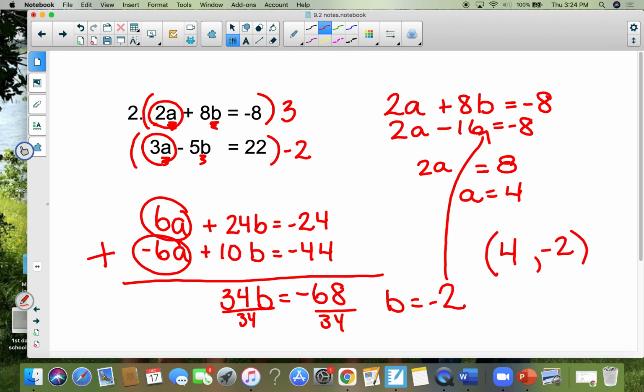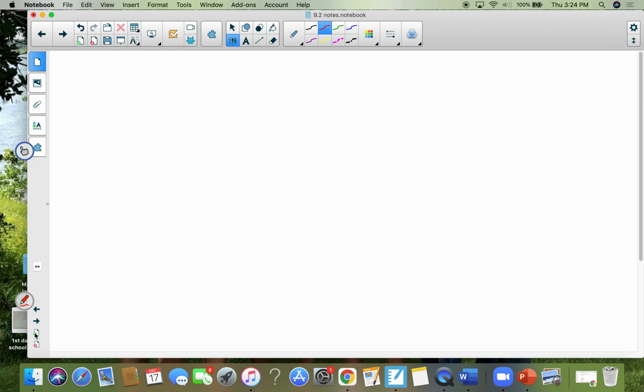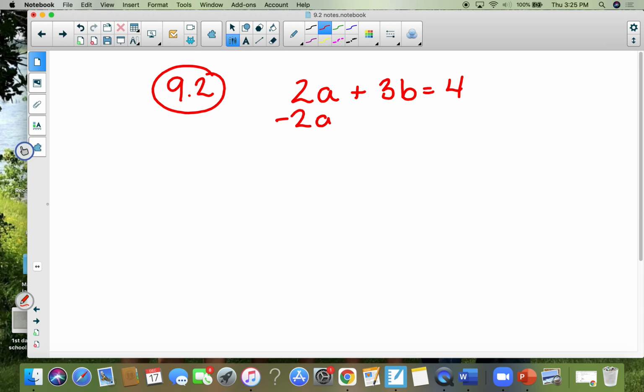Okay, before I move on to the last problem, I just want to talk about one other thing that's going to happen in this lesson on 9.2. This is 2 other scenarios that could happen. You could have one like this, 2a plus 3b equals 4, negative 2a minus 3b equals 3, you might have a problem that looks like this.